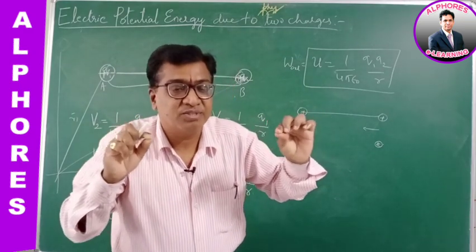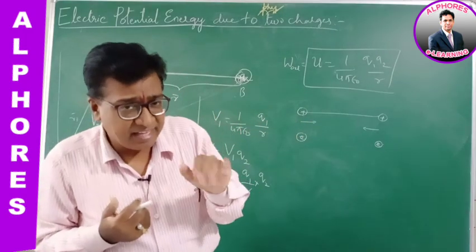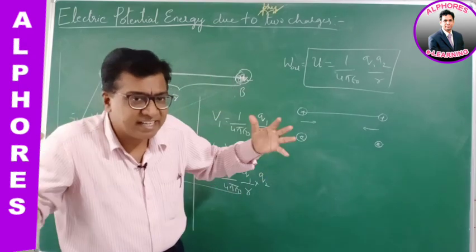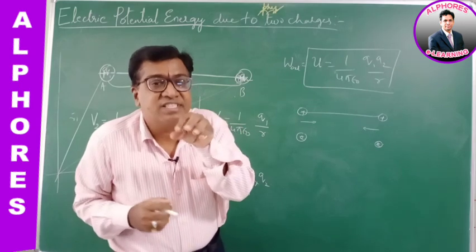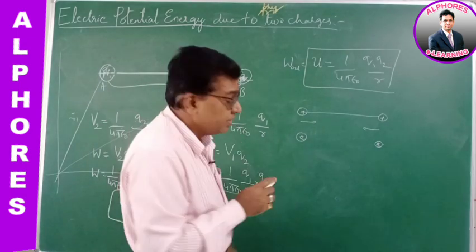When you are moving closer towards one another, there is a force of repulsion between them. Against it, you have to do work. In doing work, you spend energy. The external agent has to spend energy. The energy is now stored in it. The potential energy of the system increases.